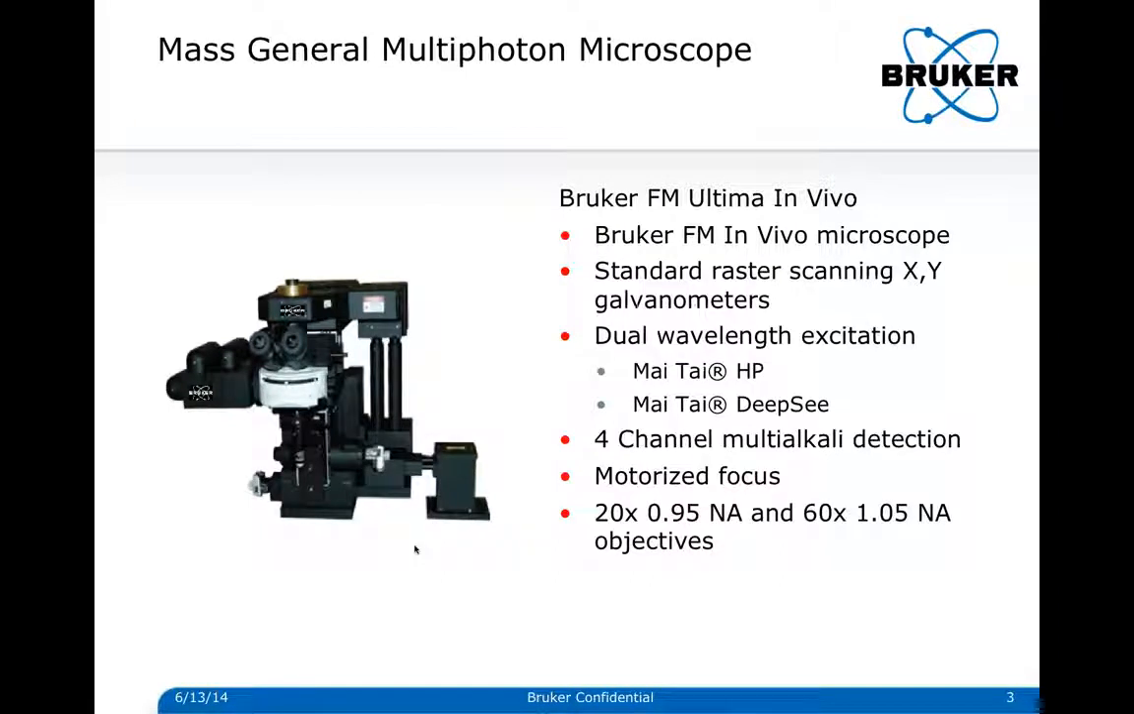So the system in Torsten's lab is a Bruker FM Ultima in vivo system. It's built around the Bruker FM in vivo microscope platform. Uses standard raster scanning XY galvanometers. It's a dual wavelength excitation system, so he has two IR lasers integrated with the system. One of them is a MiTi HP, and the other one's a MiTi Deep Sea. 4 channels of detection using multi-alkali detectors, motorized focus, and then the 2 objectives he works with, the 20x 0.95 NA and a 60x 1.05 NA.